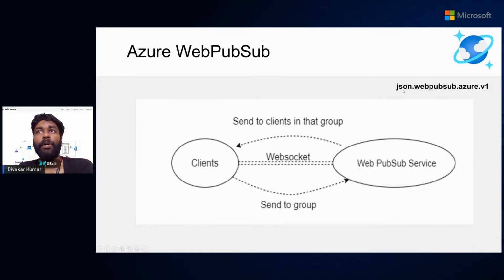The way to do that is using the sub-protocol that you can see here. It is json.webpubsub.azure.v1. This is a sub-protocol that you need to mention whenever you are initializing this WebSocket within your JavaScript. If you have done this step, you will be able to interact with this Web PubSub service directly from the client without having an intermediate server in the middle.